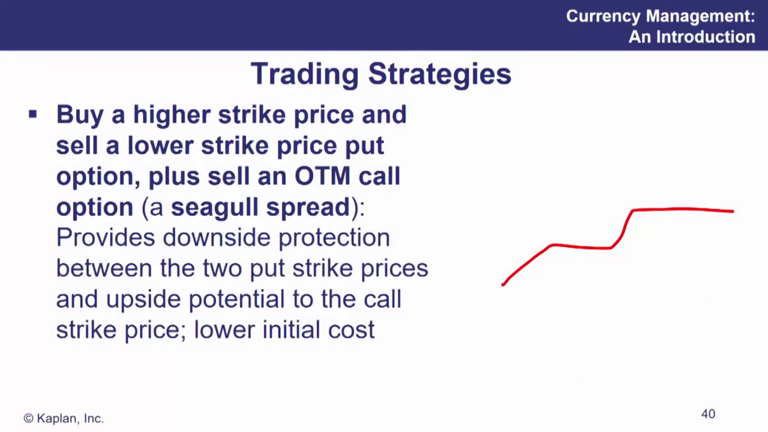Now, rather than draw this all out, you'll most likely see a couple of practice problems where you can draw it out. This is a little bit more of an obscure strategy, not surprisingly. But what this does for us is provide downside protection between two put strike prices, and it also gives us some upside potential up to the call strike price. Because we are buying some options but selling others, selling that out-of-the-money call and selling that lower strike price put, it's going to have a lower initial cost. So a seagull spread looks like a butterfly spread, if you recall what that is, but the payoff looks like a butterfly spread tilted on its side.